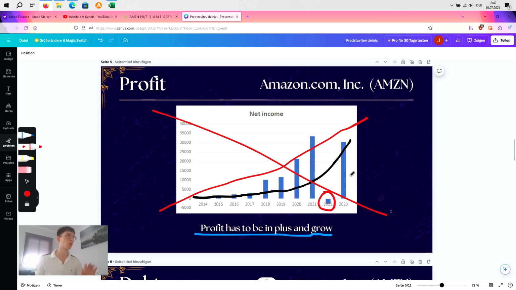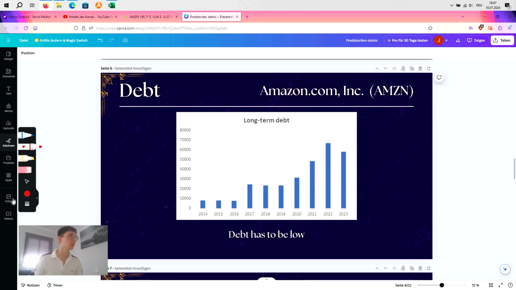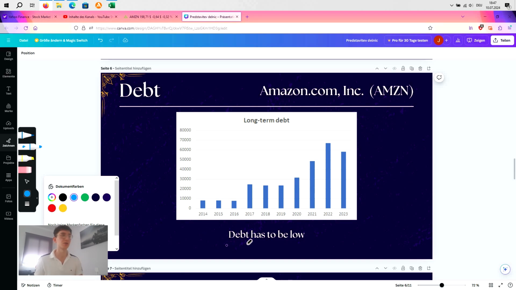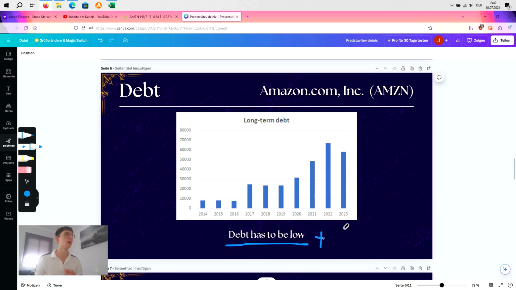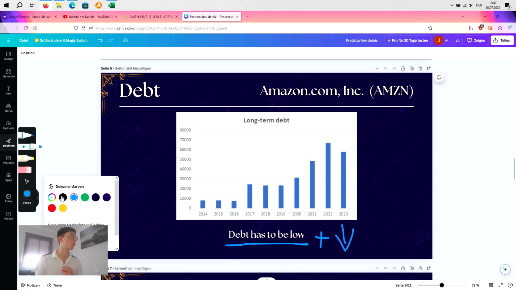No more analyzing, okay? So now we come to the debt, and for debt we also have an instruction. Debt has to be low and it has to decrease through the years, preferably. Now what do we have here?